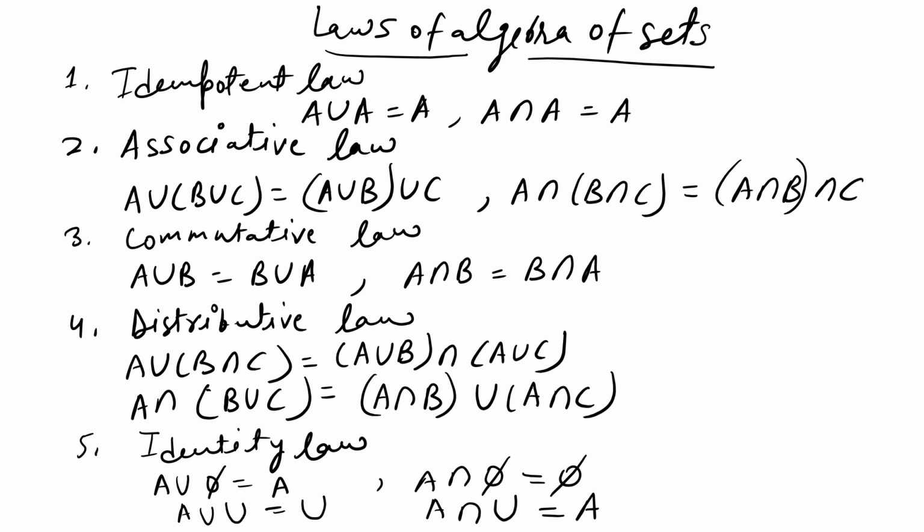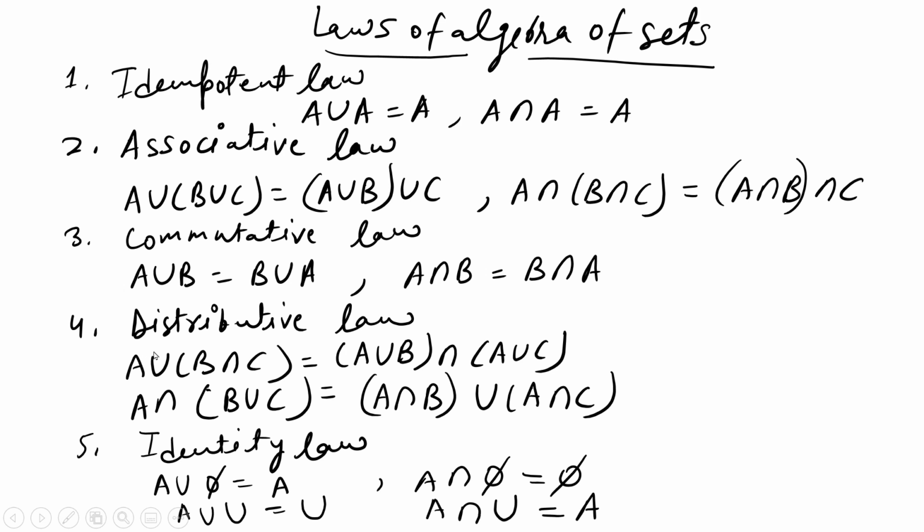We also have laws of the algebra of sets. Like we have the idempotent law, which means A union A equals A and A intersection A is A. We also have the associative law, like A union (B union C) would be (A union B) union C, and the same for intersection. Like the commutative law, A union B would be B union A, or A intersection B would be B intersection A. That means order does not matter here, whether it is A union B or B union A, or A intersection B or B intersection A, the value would be the same.